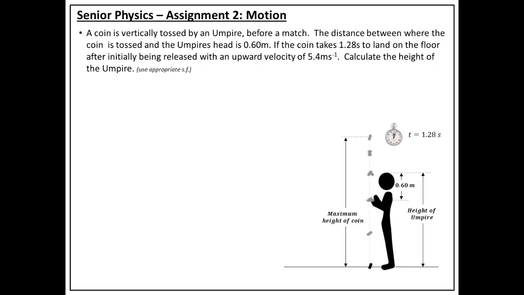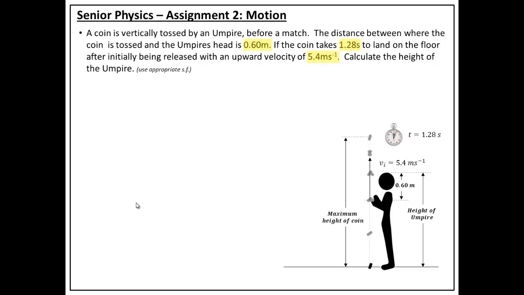But also I've included some of the variables, so the 0.6 meters between where the coin was flipped and the top of the umpire's head, and the time given. And in this instance as well, the upward initial velocity of 5.4 meters per second. These are the three that you're given in the question.